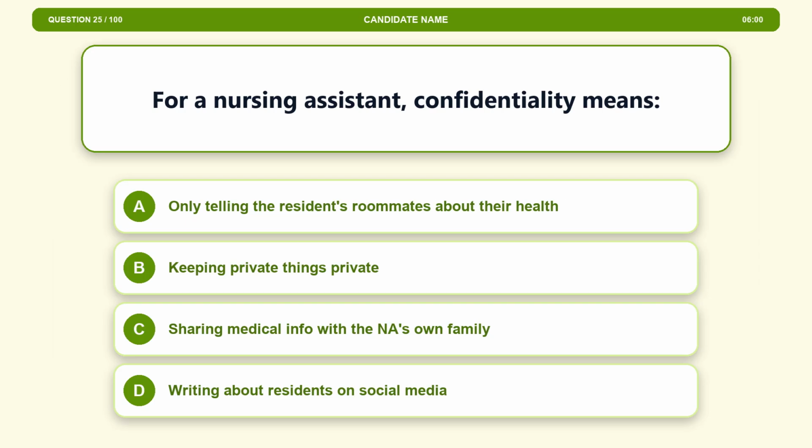Question 25. For a nursing assistant, confidentiality means: Option A, only telling the resident's roommates about their health. Option B, keeping private things private. Option C, sharing medical info with the NA's own family. Option D, writing about residents on social media.